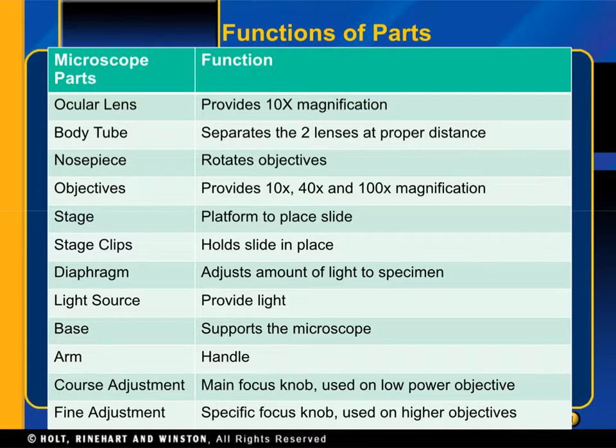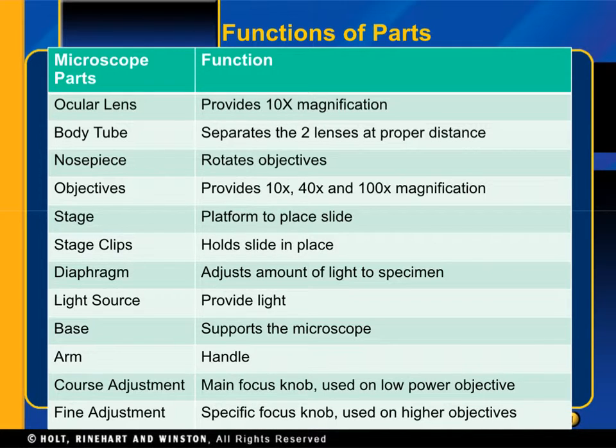The body tube is going to be a tube-like structure at the top of the microscope, and its purpose is to separate the two lenses. It separates the eyepiece lens or the ocular lens from the objective lens. If those lenses aren't at a proper distance from each other, the microscope will not focus properly, and so that's what the body tube does.